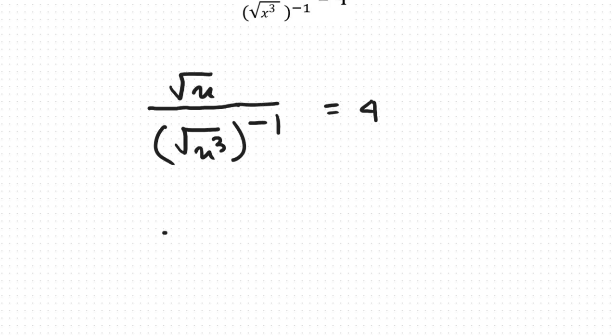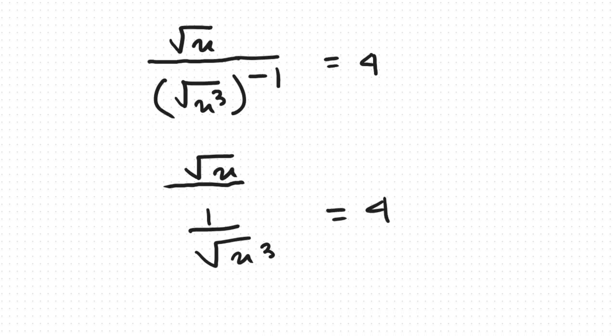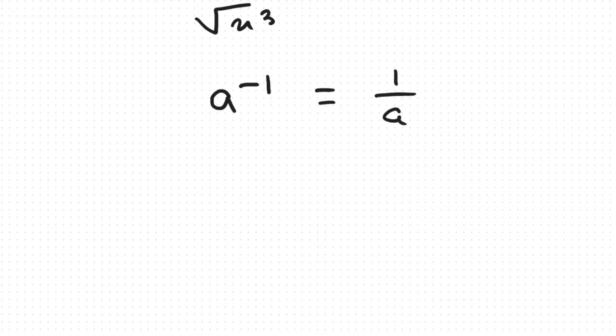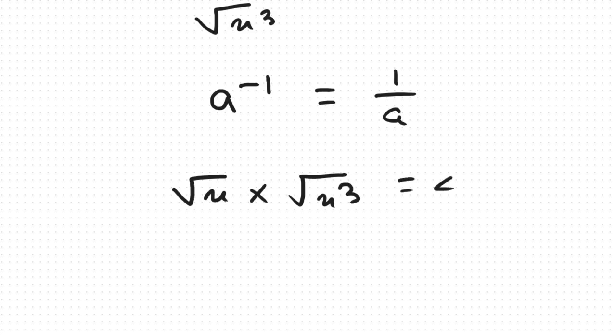Then we can write square root of x divided by 1 by square root of x cubed equals 4, because if we have a to the power minus 1, we can write it as 1 by a. So from the above equation, we can write square root of x times square root of x cube equals 4.